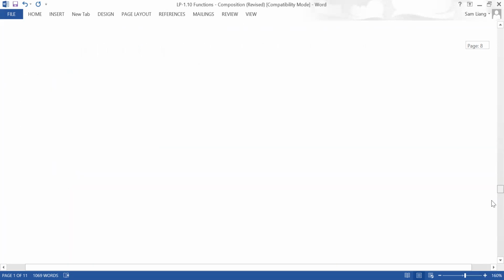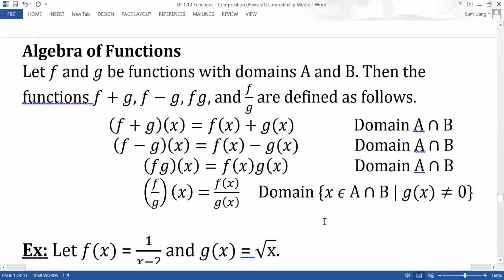Okay, so here's the first thing I want you to copy. I know it's a lot, but it's actually conceptually simple. So, algebra of functions. Let f and g be functions with domains A and B. Then the functions f plus g, f minus g, f times g, and f divided by g are defined as follows. If you have this, you just add it separately, and then the domain is the intersection of A and B. Same thing for subtraction: just subtract the functions separately, the domain is the same, and multiplication is the same.